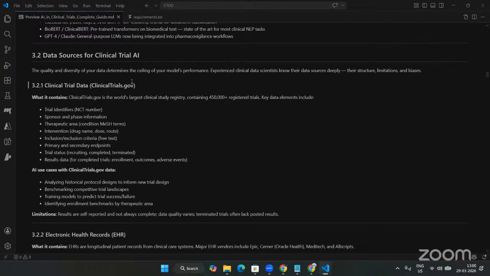So, data sources for clinical trials. The quality and diversity of the data determines the ceiling of your model's performance. Experienced clinical data scientists know their data sources deeply, their structure, their limitations, even the biases. You can go to clinicaltrials.gov.